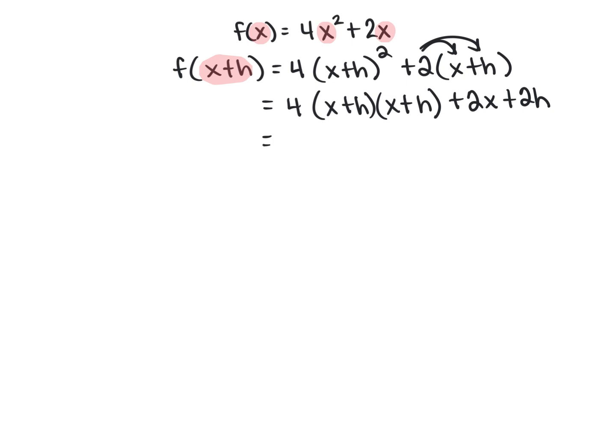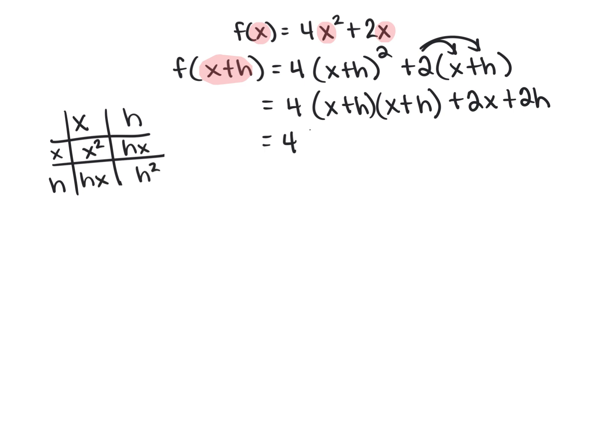So over to the side, we will be multiplying x plus h times x plus h. So we have x squared, and I have always taught children to put letters in alphabetical order. So hx, and then hx, and then h squared. So this is going to give me x squared plus 2hx plus h squared.